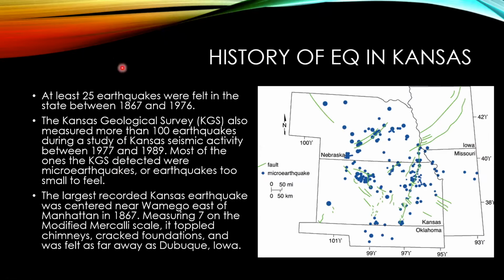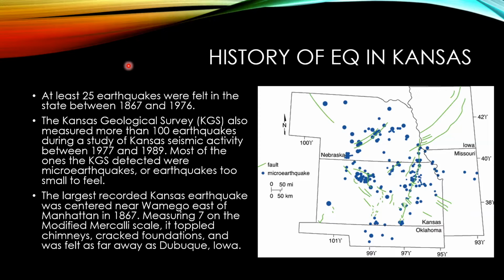And here's kind of a summary of the history of earthquakes in Kansas. We do have at least 25 documented earthquakes, and by that I mean we have 25 instances where people noticeably felt an earthquake in the state between 1867 and 1976. To better understand earthquakes in Kansas, seismologists at the KGS actually maintained a network of seismometers throughout the state beginning in 1977 through June 1989.